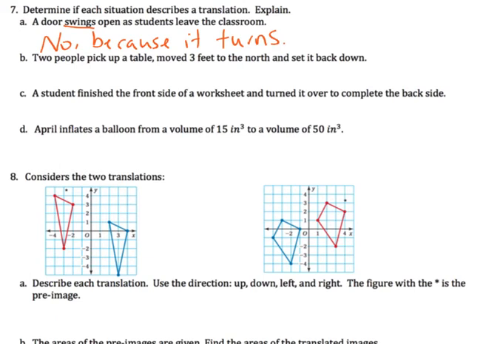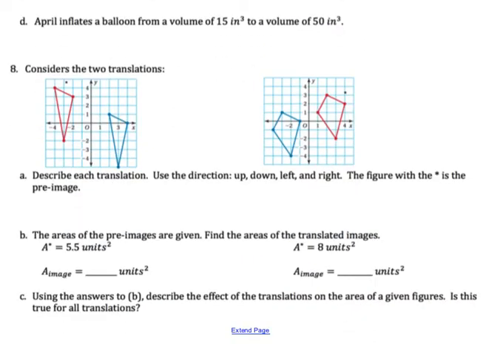Okay, number 8, consider the two translations. You're going to describe the translation. Use words like up, down, left, right. The figure with the asterisk is the pre-image. So, you know, you're going to say translate left or right this much and up or down this much.